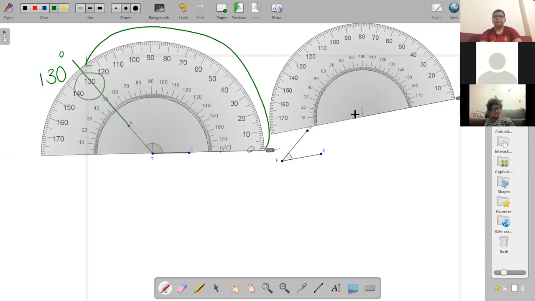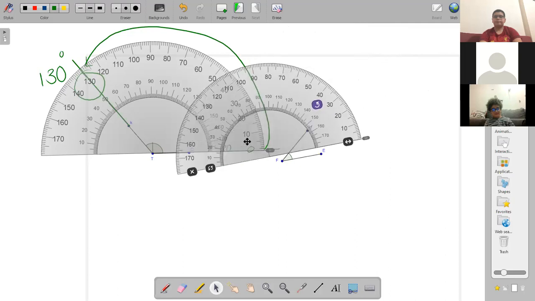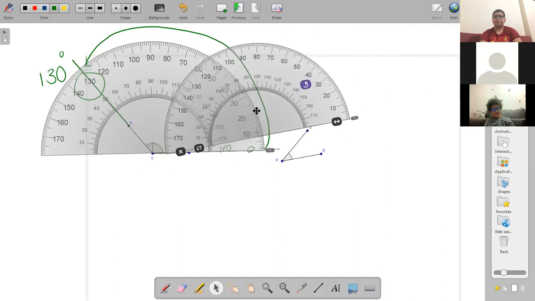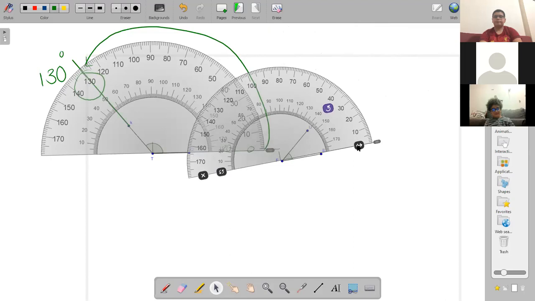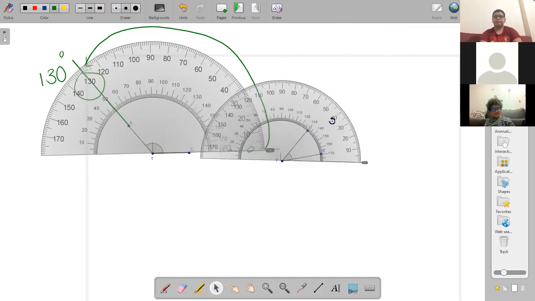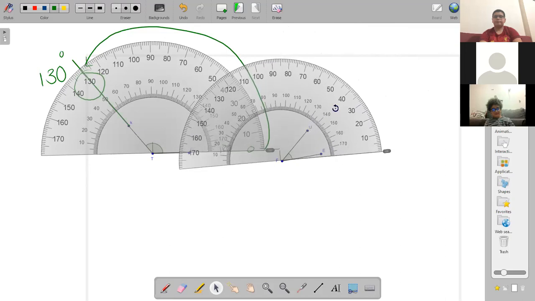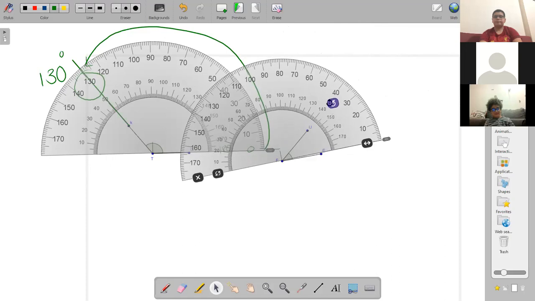Yes, Hussein. The second one. How do we use the protractor to measure this angle? UFE. Where should I place the center of the protractor? At F. How should I place the zero line? I have to flip it so the zero line touches the line FE.